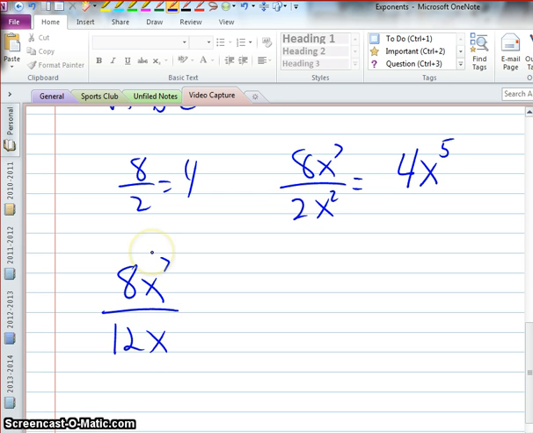You can sometimes have coefficients where you can simplify without eliminating. Here we know that 8 and 12 are both divisible by 4, so that would be a 2 over 3, and x is 7 minus 1, which is 6, and that always goes in the numerator.